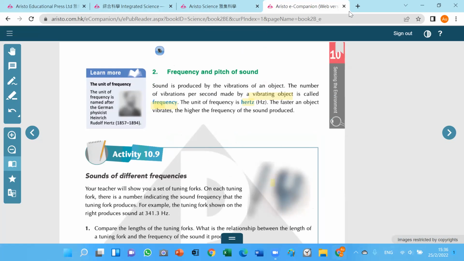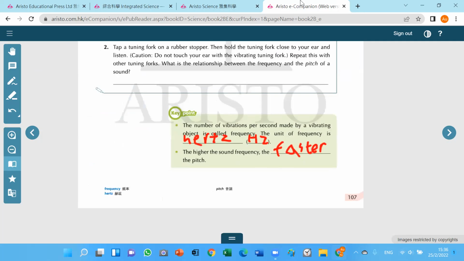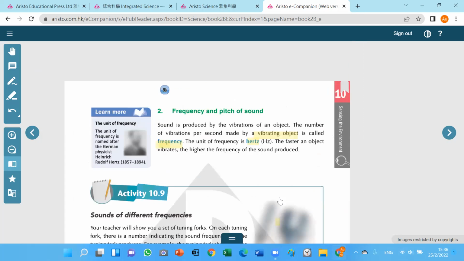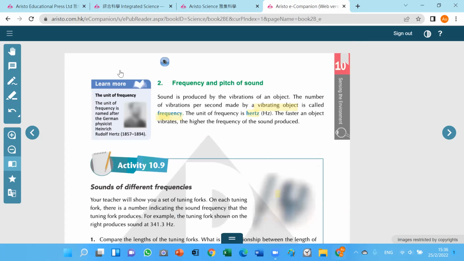Now I will mark some key points. So please jot it down in your textbook. Page 107. Okay, wait a minute. I have to check my start.